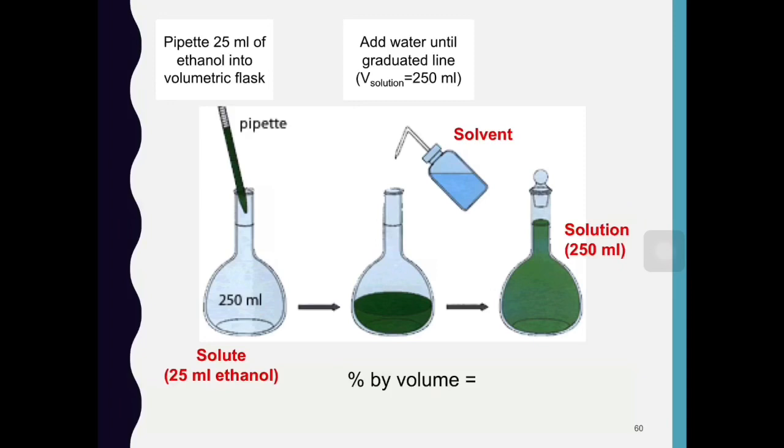So to find the percentage by volume, we need the volume of solute per volume of solution, times 100. The volume of solute here is 25 ml, divided by the volume of solution, which is 250 ml, times 100. So the answer here is 10%.